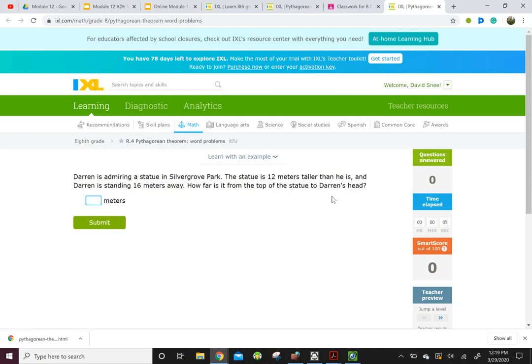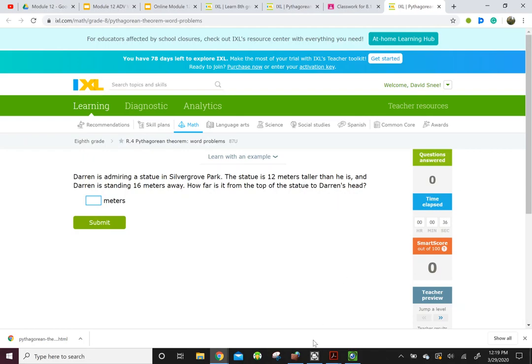And you're going to read this problem. Darren is admiring a statue in Silver Grove Park. The statue is 12 meters taller than he is, and Darren is 16 meters away. How far is it from the top of the statue to Darren's head? Okay, so it's 12 meters tall and 16 meters away. How far from the top of the statue to Darren's head?